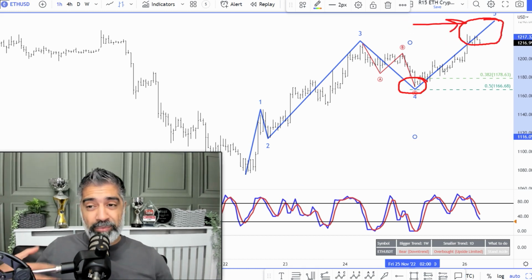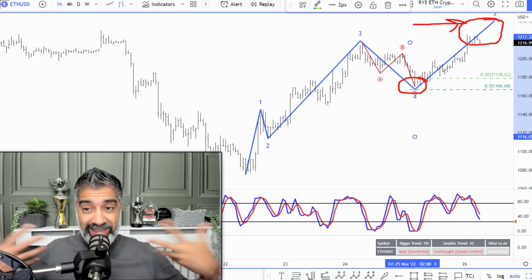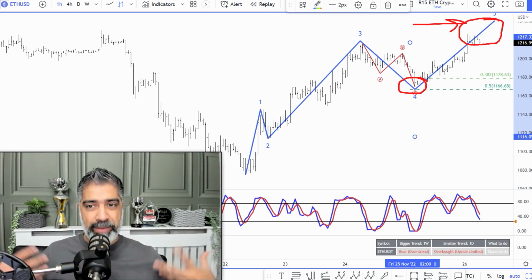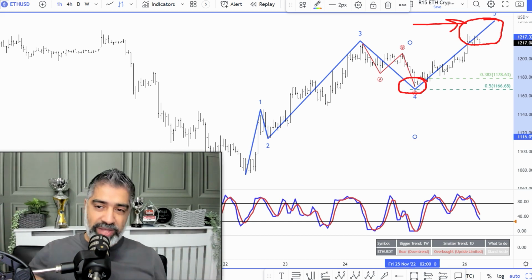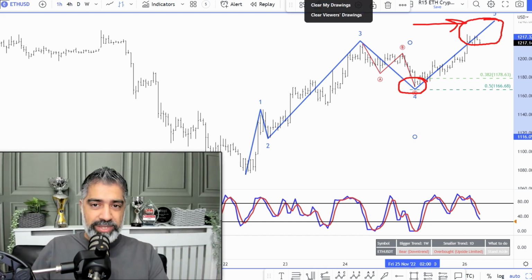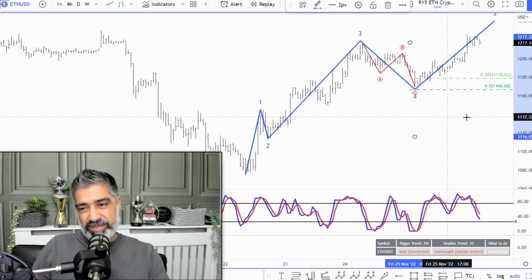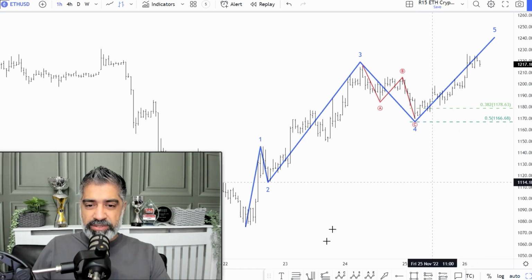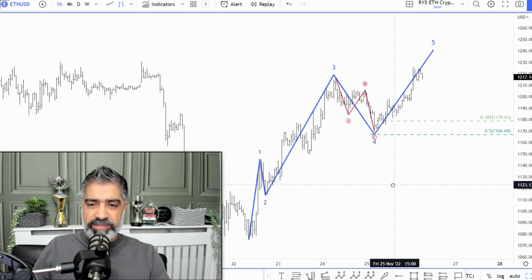Because you've got to remember, it's humans that are buying and selling, and there's crowd psychology at play. It just tends to repeat itself time and time and time again. So you want to get used to these principles because it just makes life a lot easier. So let's now zoom in like this.